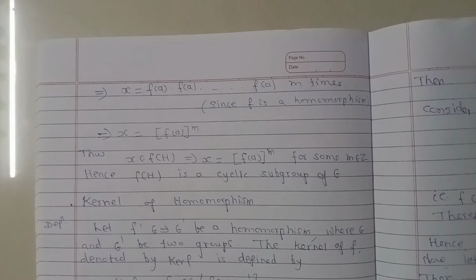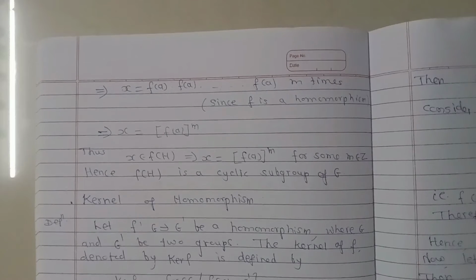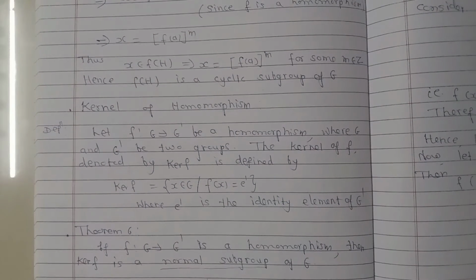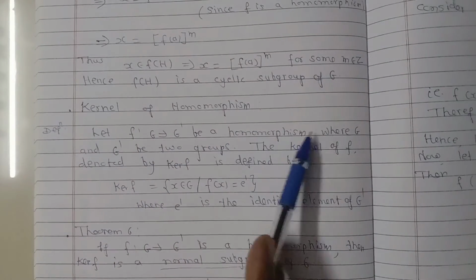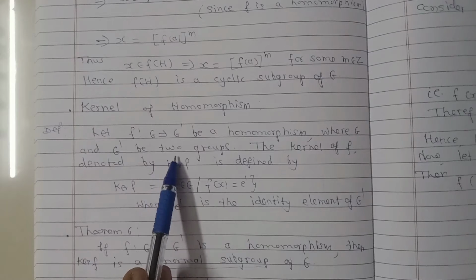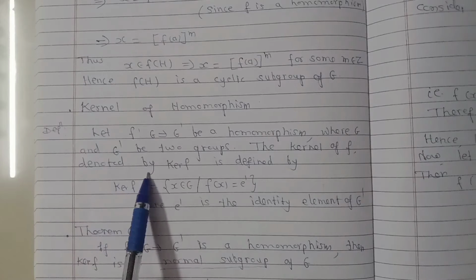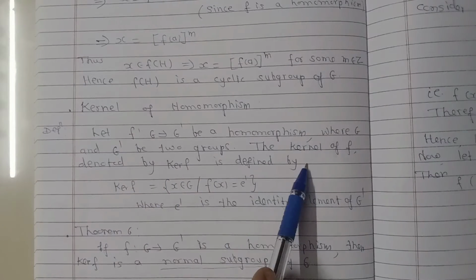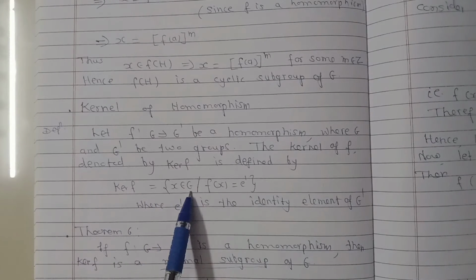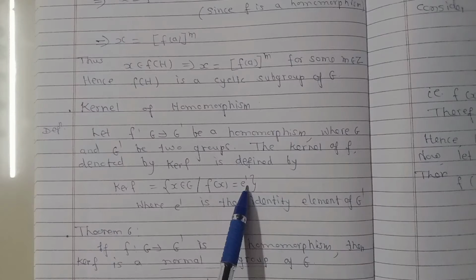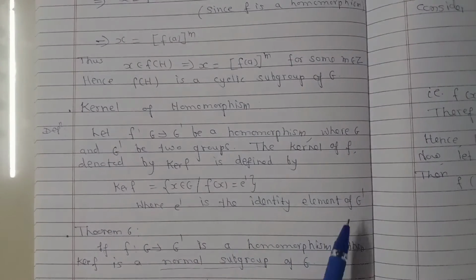Now we consider one definition. Definition of kernel of homomorphism. Let f from G to G' be a homomorphism where G and G' are two groups. Then the kernel of f is denoted by ker f and is defined by ker f equals the set of all x belonging to G such that f(x) equals e', where e' is the identity element of G'.